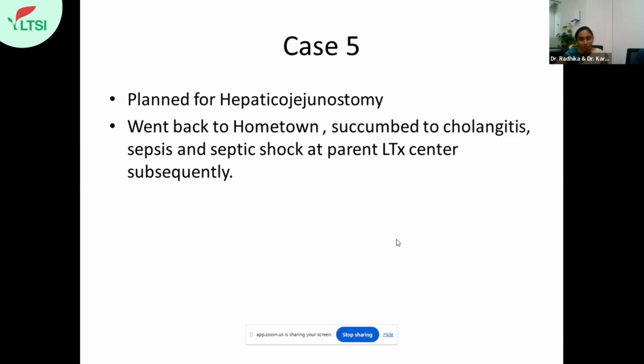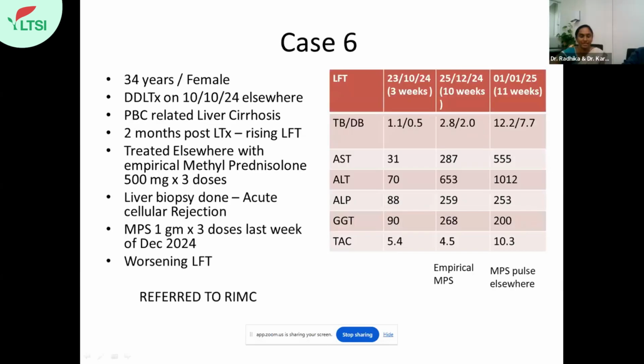Meanwhile, the patient wanted to go back to his hometown where he had another episode of cholangitis, sepsis and septic shock, and he subsequently succumbed to the illness in the parent liver transplant center. Okay. And move on to the next case, Prof.